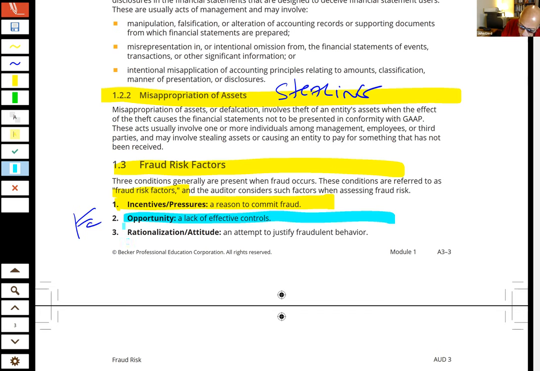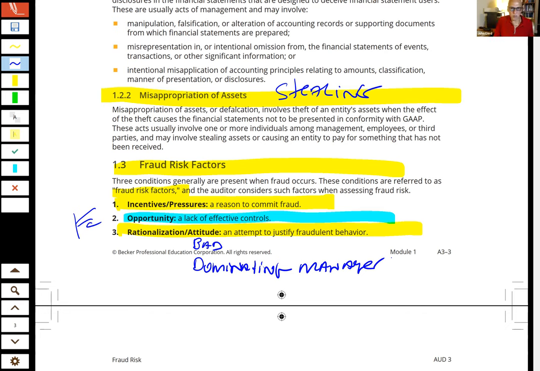Opportunity. Rationalization. Attitude can often lead to misappropriation of assets because the person says, you know, I've worked here 30 years, you've never appreciated my efforts, I'm a hard worker, let me steal $10 million or something, and the person rationalizes. Attitude really is generally a bad attitude, and it often is a bad attitude by who? By a dominating manager. A dominating manager will sit there and say, oh, I'm the owner of this business and you don't have to do that internal control. So they override the controls.